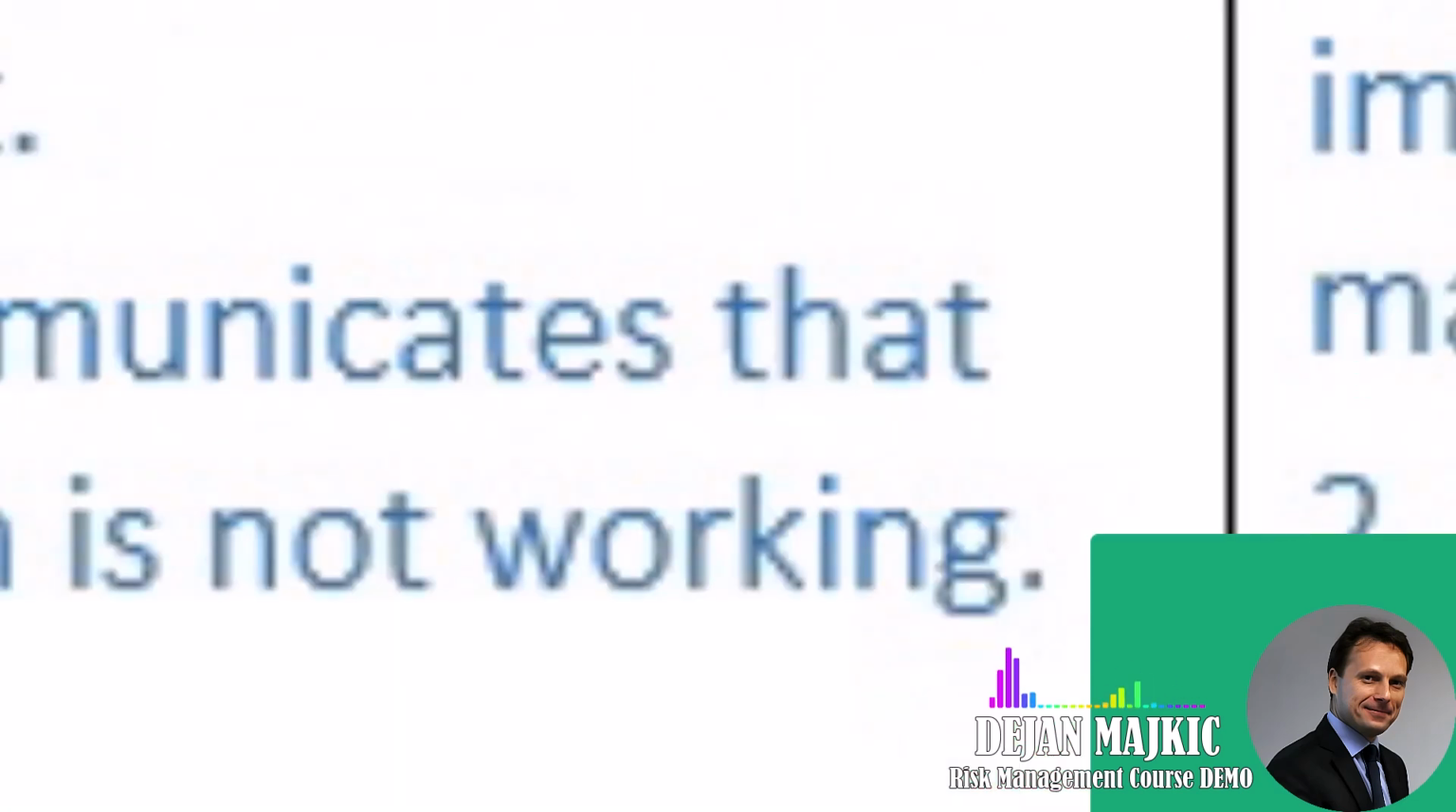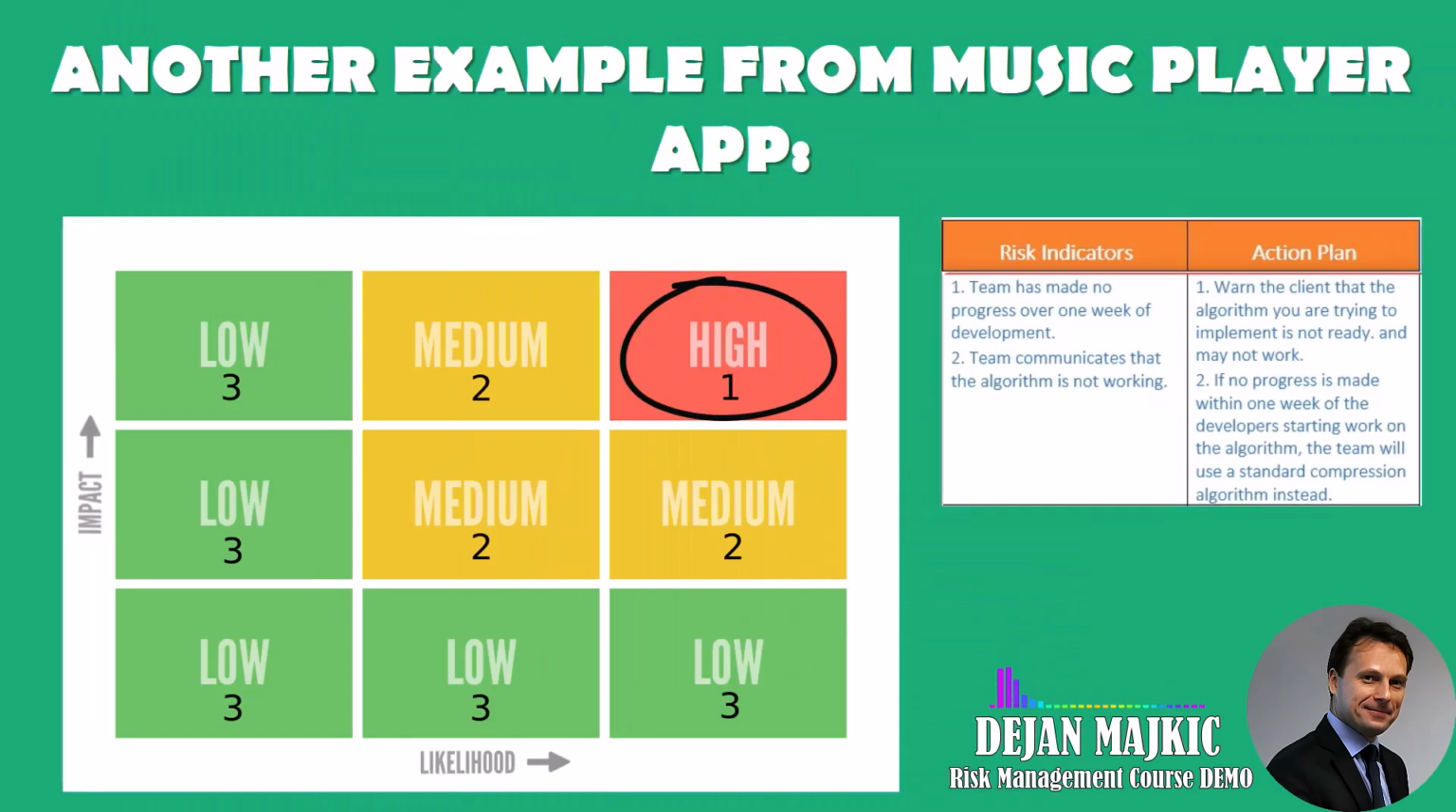An indicator that this risk is impacting your project could be that your team has made no progress over 1 week of development. Another indicator could be that your developers tell you outright that the work on the algorithm just isn't getting anywhere. To dampen the blow of the risk on your project, there are a few actions you can take. One would be to warn your client that the algorithm you're trying to implement is not ready and may not work. You may want to make managing expectations with your client your top priority.